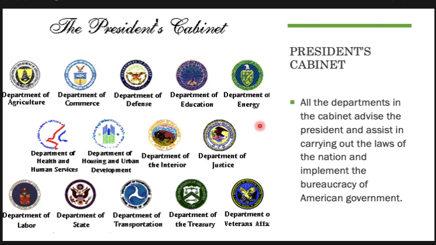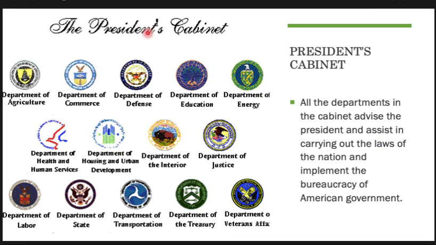Don't think of it like a secretary is someone that answers phones. That's just the name given to the assistants. These are very powerful people who have these positions. Okay, and their job is to assist the president and give the president advice when it comes to how to administer the federal bureaucracy of the American government, how to best enforce American policy.